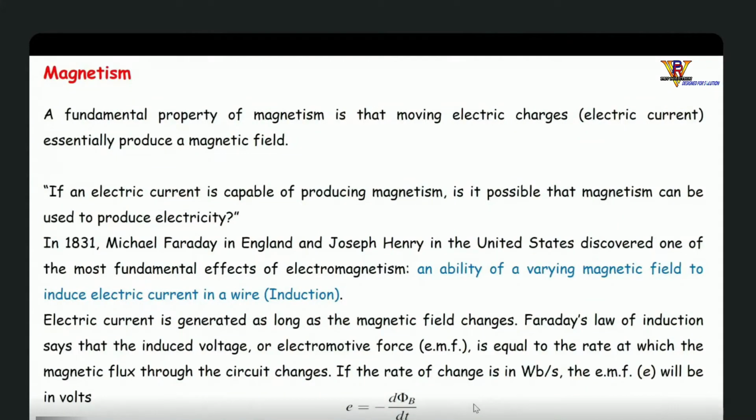Now today we will discuss another phenomenon that is known as magnetism, and electricity. There is a strong similarity between electricity and magnetism. How can we say both are similar?